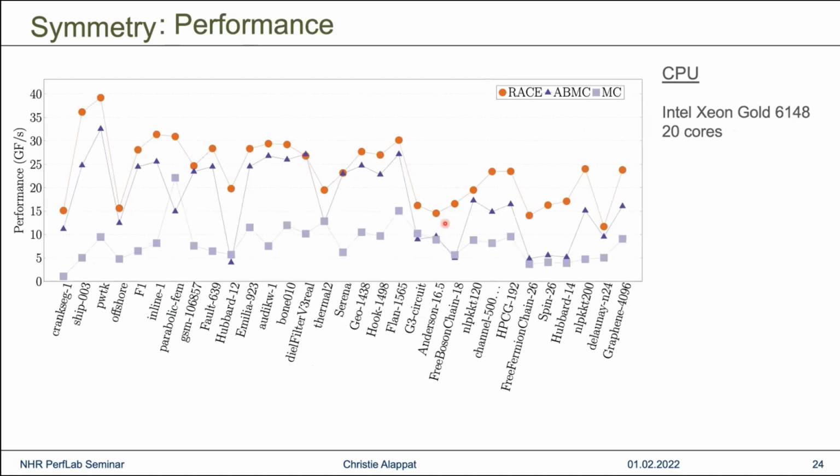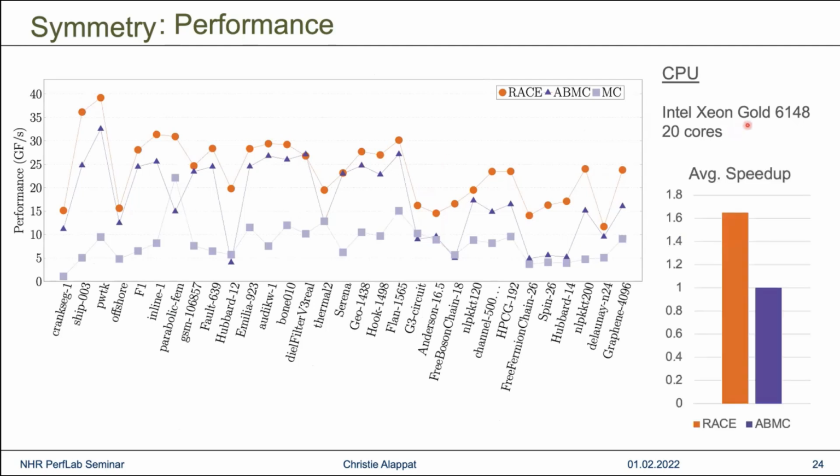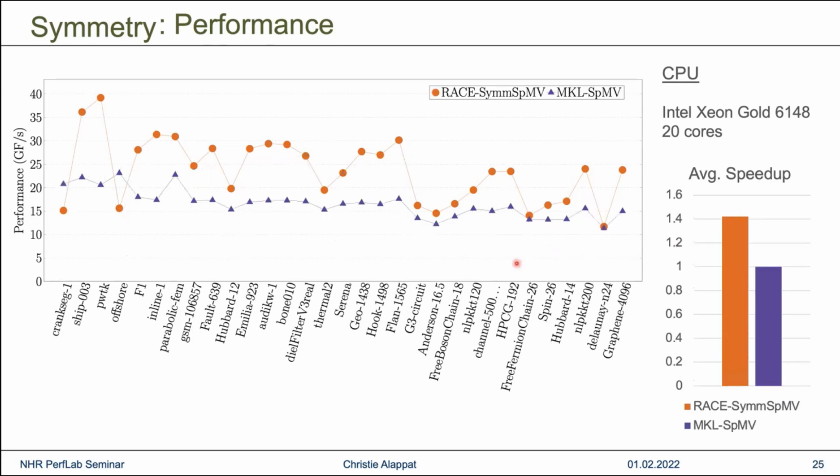And this is not just for the spin matrix, which I have shown. We have shown that this performance improvement can be achieved on a wide variety of matrices, like what we see here. In most cases, we see RACE has the upper hand in performance. On average, on this Skylake CPU, we reach almost an average speedup of 1.6x compared to the best multicoloring approach. If we compare it with MKL SpMV, we can reach something like 1.4x speedup.